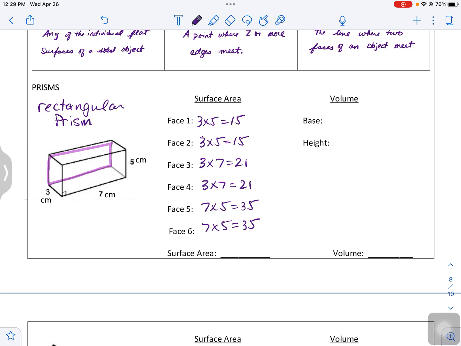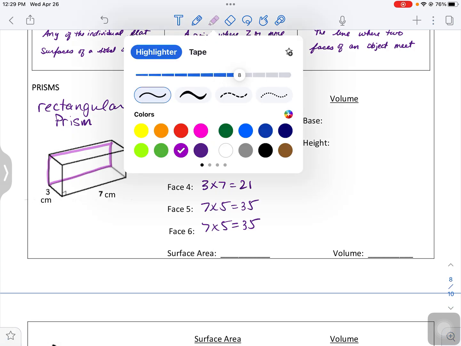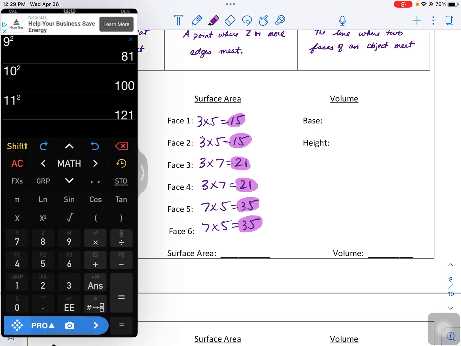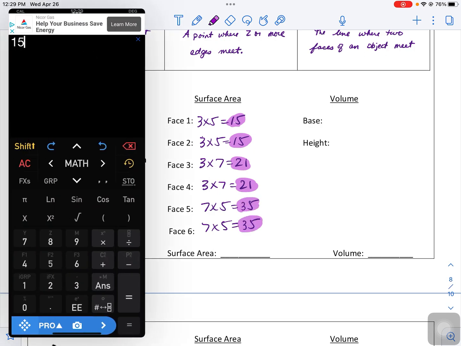In order to find the total surface area, what we're going to do is add all of the areas together. So 15, 15, 21, 21, 35, and 35. So 15 and 15, 21 and 21, and then 35 and 35. Add them all together, and you get 142. Okay, just add them together.